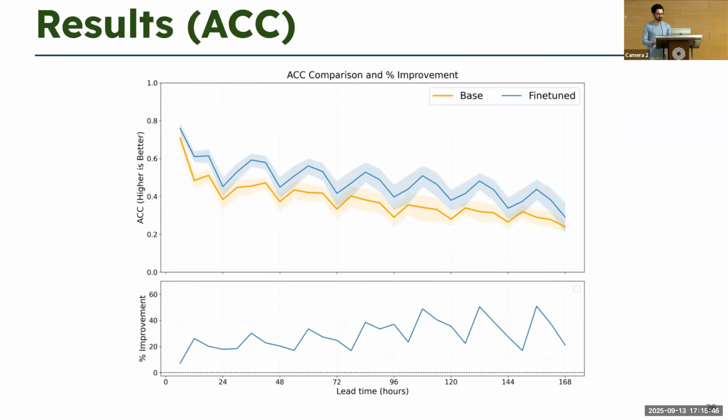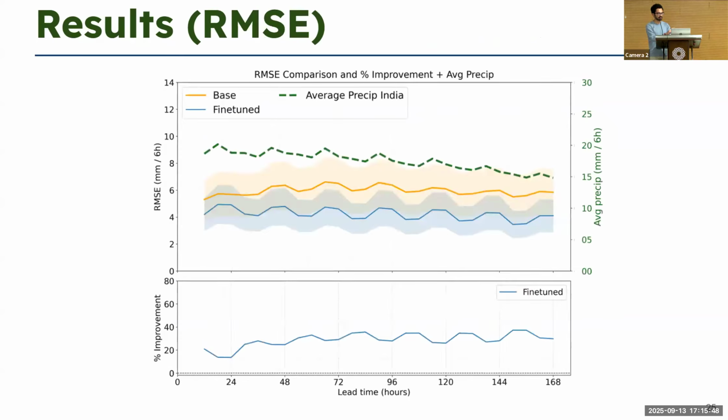Yeah, so in this graph, it's because of the diurnal cycle of precipitation. Each evaluation date is initialized at 12 a.m. And at each lead time, you see the precipitation go up. And since there's more stuff to get wrong, the error also goes up. And that's true for both the base and fine-tuned models.